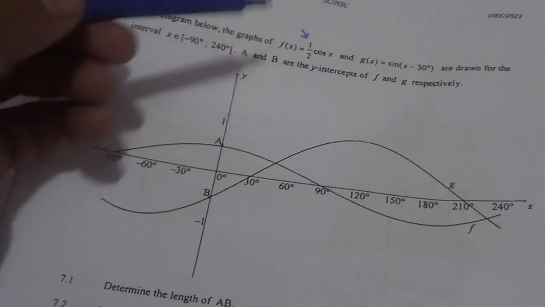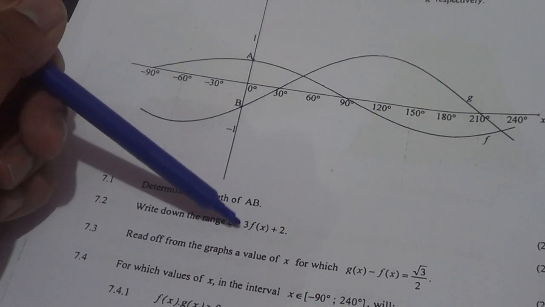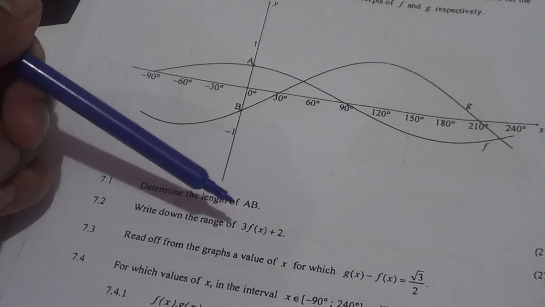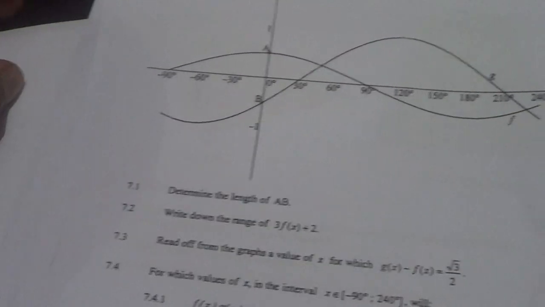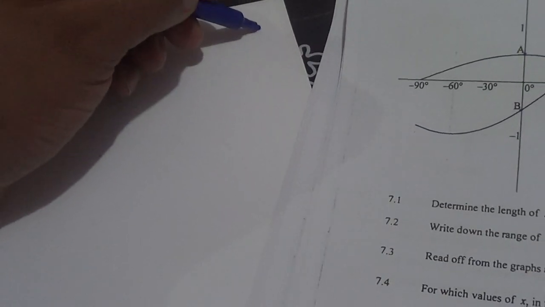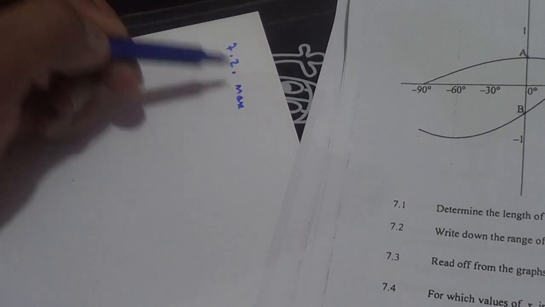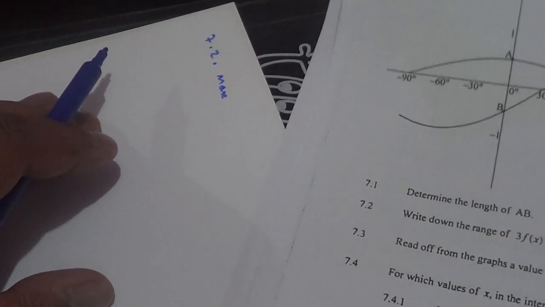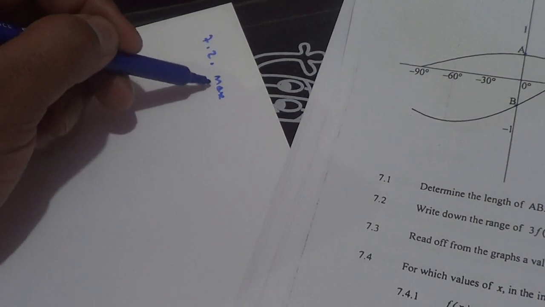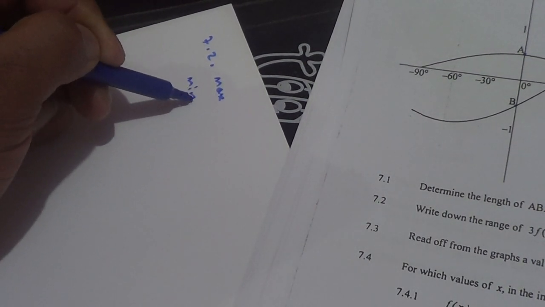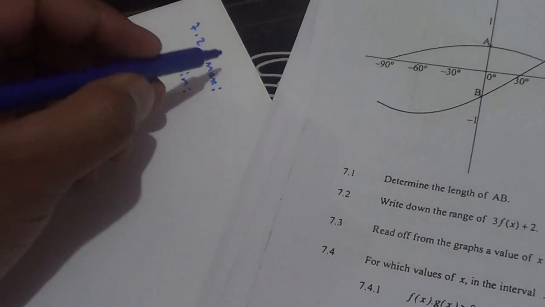Now, what was the original amplitude? It was a half. So the new amplitude is going to be multiplied by 3. How I approach this question is in this manner, 7.2. I just say max and minimum, the original max and minimum.